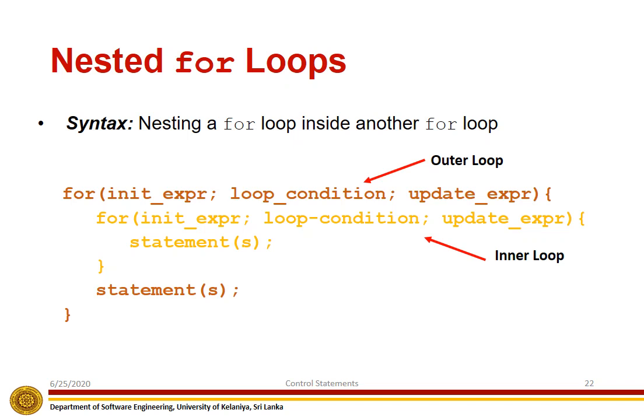The first one is nested for loops. Here is the syntax for nesting a for loop inside another for loop. And you can see the outer loop in brown color and the inner loop in yellow color. So first for and the expressions, init expression, loop condition and update expression, and open the curly bracket, and inside of that in yellow color you can see the inner loop, and after that the statements in the outer loop, and it will close by curly braces.